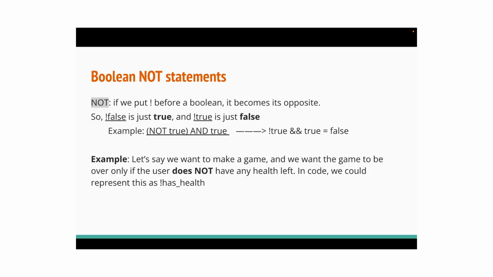Finally, Boolean NOT statements. So if we put not or an exclamation mark before a Boolean, it becomes its opposite. So not false is just true, and not true is just false. So for example, not true and true is false and true, which is false.